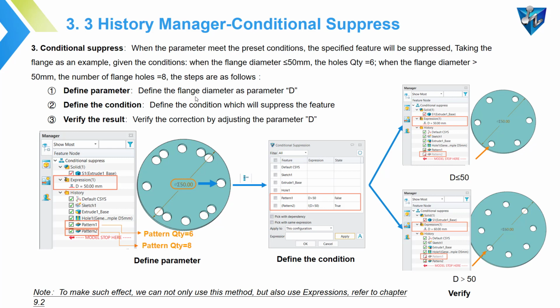First, you need to define the flange diameter as parameter D. Then you define the conditions which will suppress the feature. And then you can verify the correctness by adjusting the parameter D. Now let's move over to ZW3D to show you directly how to make this case.